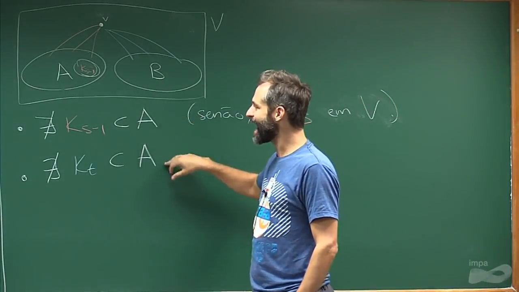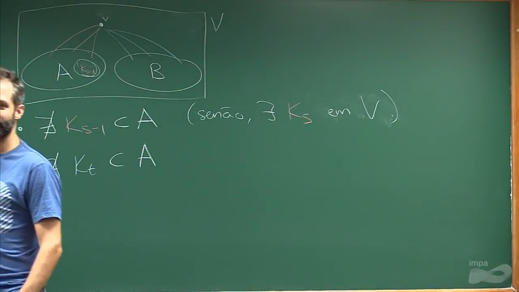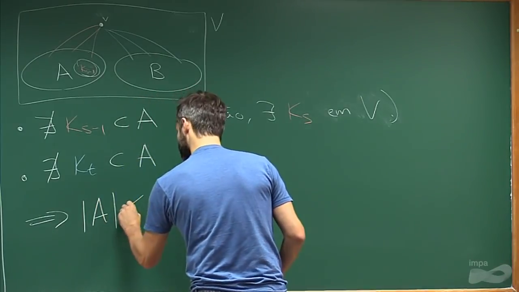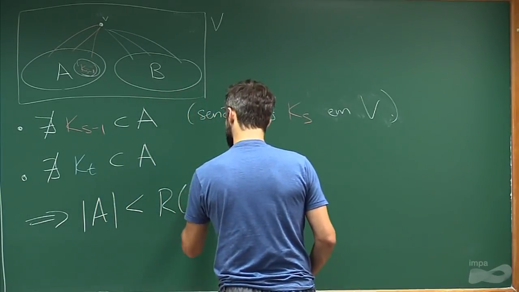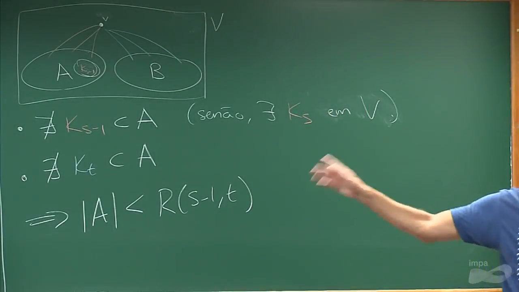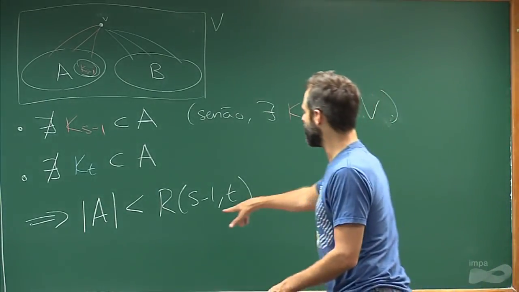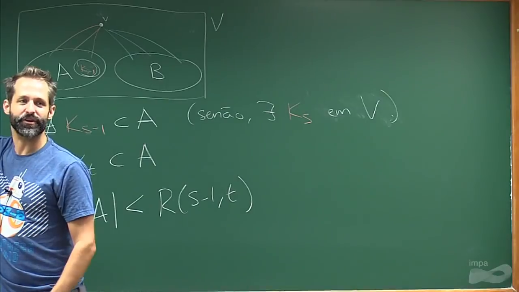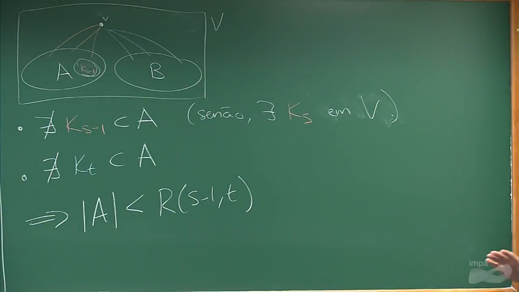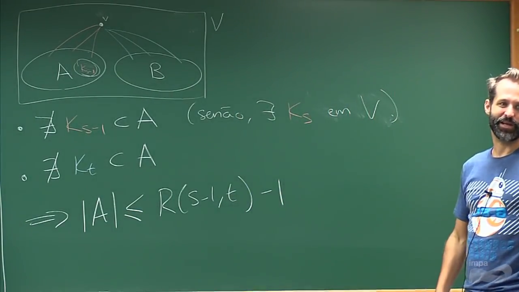So this means we have a coloring with these two properties. By the definition of R(s,t), this implies that the size of A is smaller than R(s-1,t). Just exactly the definition. Because there exists this coloring, so the minimum n, so every coloring has this property, must be bigger. And it's an integer, so I'm going to write it like this. Okay, the same thing.